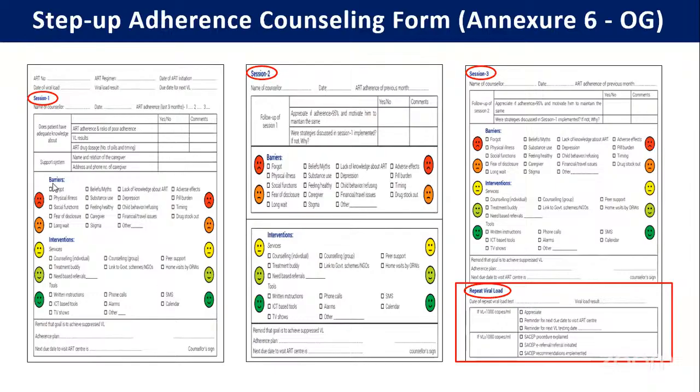And identify the most important thing, barriers. There are many listed conditions like forgetfulness, physical illness, social function, etc. And there can be something else also. So the counselor needs to identify the barriers and suggest interventions like linking with certain social services and tools like phone calls, SMS, reminders, alarms, etc.